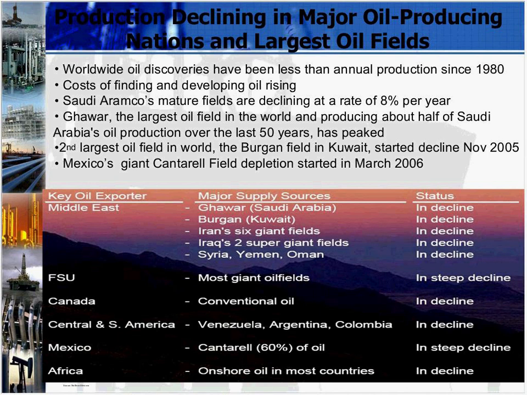This picture shows you a chart of the Middle East, Russia, Canada, Mexico, and Africa. Worldwide, oil discoveries have been less than annual production since 1980. The costs of finding and developing oil are rising. Saudi Aramco's mature fields are declining at a rate of 8% a year. Ghawar, the largest oil field in the world, producing about half of Saudi Arabia's oil over the last 50 years, has peaked. The second largest oil field in the world, the Burgan field in Kuwait, started decline in November 2005. Likewise, Mexico's giant Cantarell field started depletion in 2006. So all the conventional oil fields are in decline.